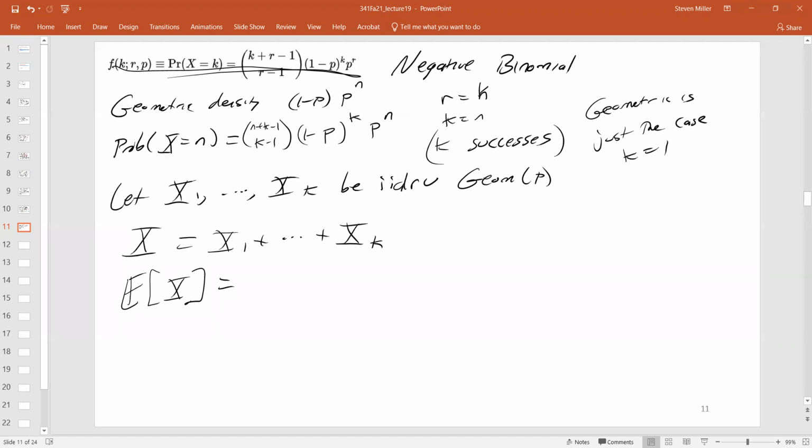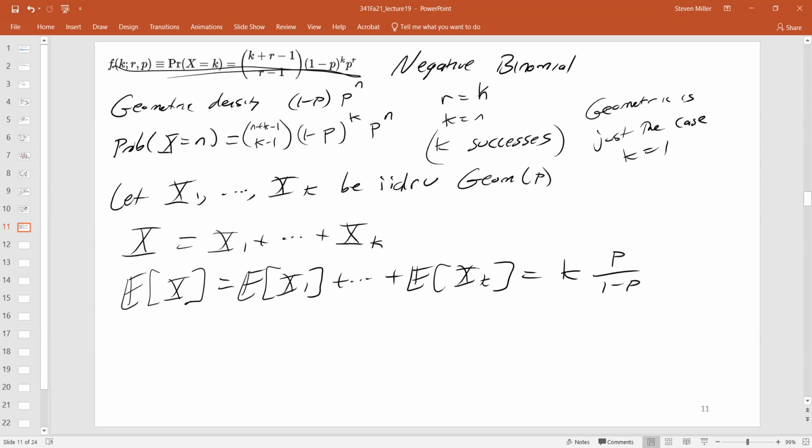So I have X is X1 plus dot dot dot plus XK. How would I find the expected value of X? Yeah, so the expected value of the sum is the sum of the expected values, which is just going to be K times P over 1 minus P. So I don't have to do the terrible difficult calculation. Now the question is, why is this the right definition?